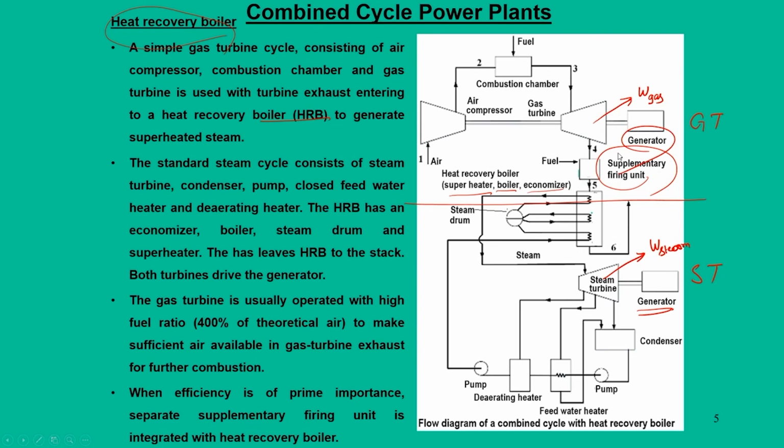Since the entire resources come from the gas turbine units, the gas turbine units are operated with a very high fuel ratio, 400% of theoretical air. Additionally, when efficiency is of prime importance, a separate supplementary firing unit is integrated with the heat recovery boiler. Basically, these two units are essential additions for a combined cycle mode of operation.